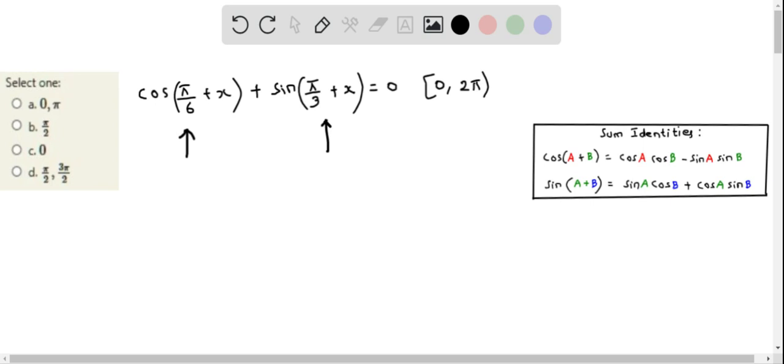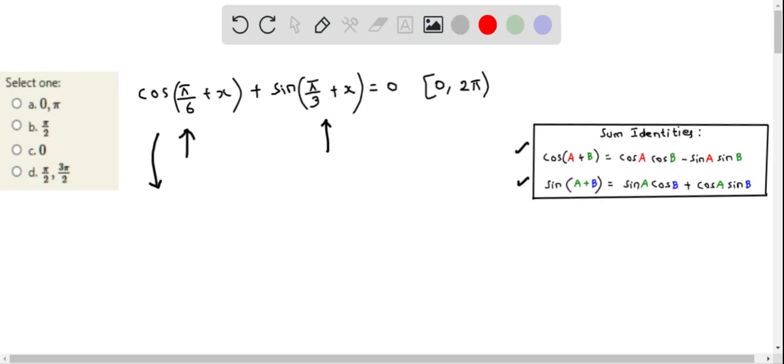So to solve this equation, I'm going to use these two sum identities, that is cosine of a plus b equals cosine of a cosine of b minus sine of a times sine of b. And similarly, sine of a plus b equals sine a cosine of b plus cosine a times sine of b. So first, let me use this cosine of a plus b.